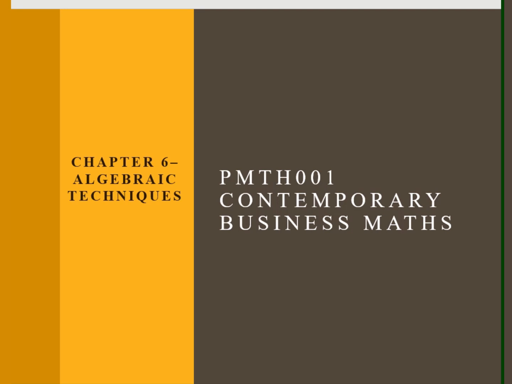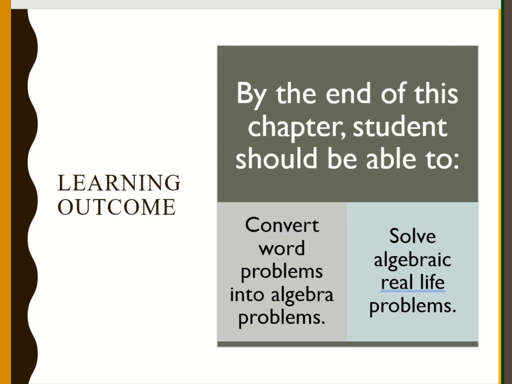Okay, so today we will cover chapter 6, which is algebraic techniques. Basically, let's look at the learning outcomes. By the end of this chapter, you should be able to convert word problems into algebra problems, meaning whatever worded problems, you should be able to convert it into equations and solve algebraic real life problems. They will give you a real life situation and you need to give the equation, of which I will teach you how to actually look at it.